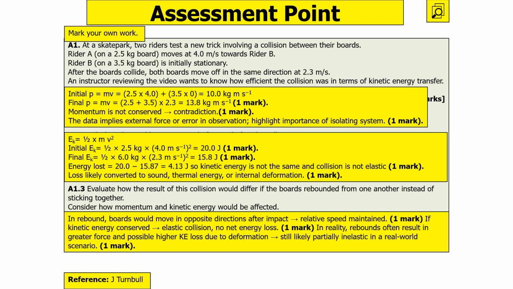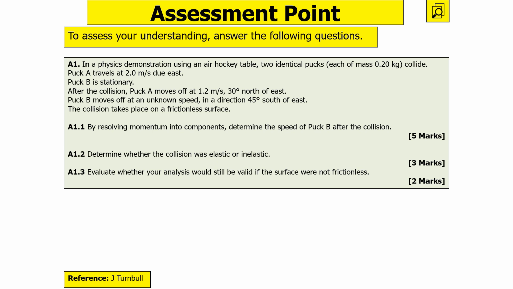The next question says, in a physics demonstration using an air hockey table, two identical pucks, each of mass 0.20 kilograms, collide. Puck A travels at 2 meters per second due east. Puck B is stationary. After the collision, Puck A moves off at 1.2 meters per second, 30 degrees north of east. Puck B moves off at an unknown speed in a direction 45 degrees south of east. The collision takes place on a frictionless surface.